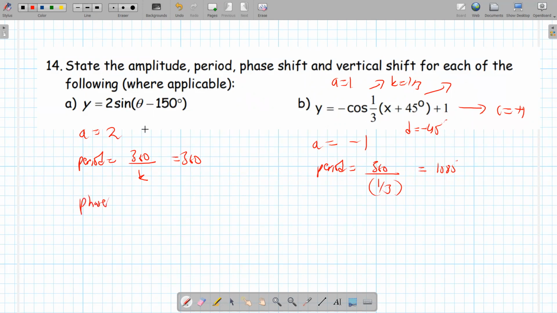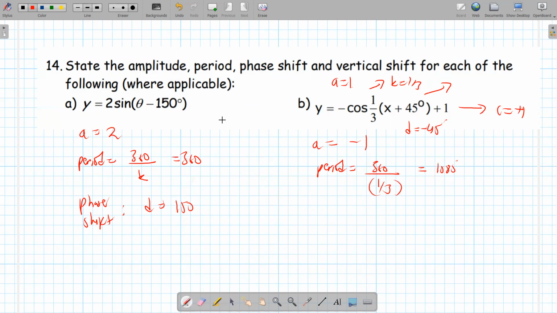Phase shift is the D value. What's the D value for A? Sorry, what's the D value here? Isn't it negative 150? No, positive 150. It already comes negative, just like the vertex form. So D is positive. This means it's going to go 150 units to the right. But if it was positive, it becomes negative, right? Exactly. See right here, B is negative 45. This means this function went 45 degrees to the left. When you compare with the parent function, this guy is 45 degrees left. So it shifted to the right for A, and for B, it shifts to the left.